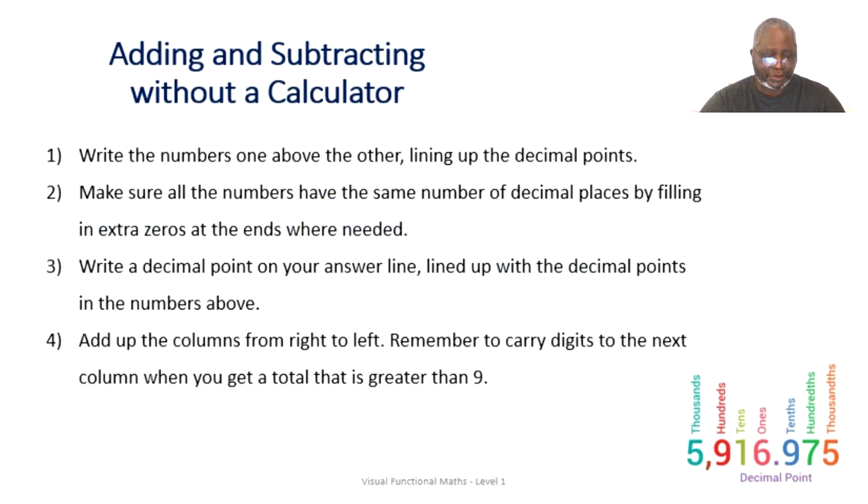Adding and subtracting without a calculator. Write the numbers one above the other, lining up the decimal points. This is important. You have to line up the decimal points or you will get it wrong. Make sure all the numbers have the same number of decimal places by filling in extra zeros at the end where it's needed. Write a decimal point on your answer line, lined up with the decimal points in the numbers above. Add up the columns from right to left. Remember to carry digits to the next column when you get a number that is greater than 9.